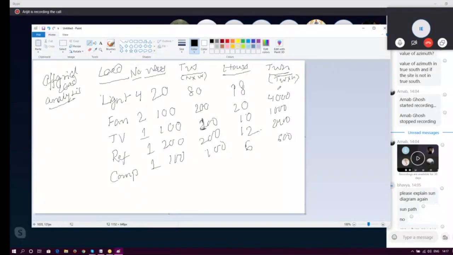Now once we add it, we are going to get the total wattage as 680 and the total watt hour as 9440. I hope still now we have no problem. Arijit, I would request you to take the screenshot.